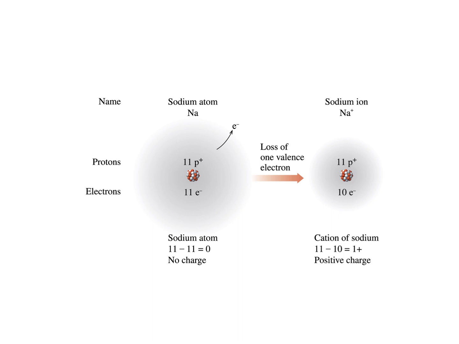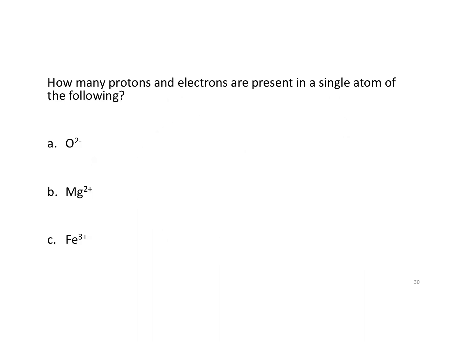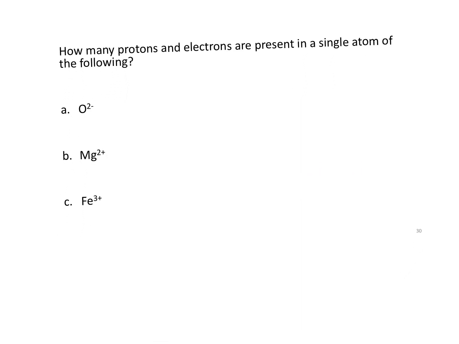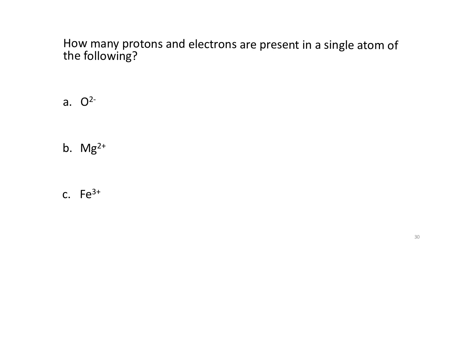Okay? And so that's why these ions carry charges, is because they have different numbers of electrons than protons. So I'd like to do an example like you would run into in your homework or on an exam. How many protons and electrons are present in a single atom of the following? So we're going to look at oxygen, right? And this is where it's really important to look at the periodic table. This is where you're going to start.